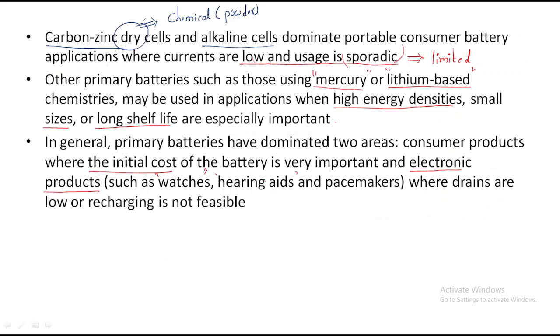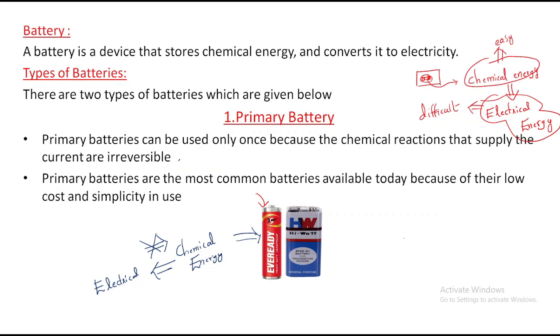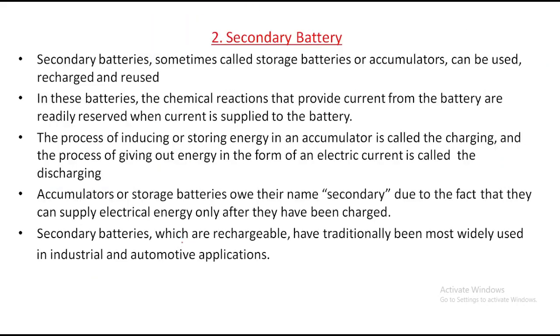Hearing aids and pacemakers are applications where drains are low and recharging is not possible. So these are the primary batteries. Simply, a primary battery means once its stored chemical energy is converted into electrical energy and the battery is discharged, it is not useful. It is not possible to recharge the battery. These are the primary batteries.